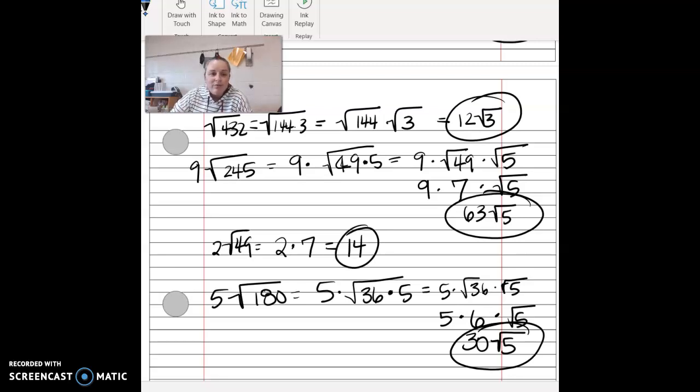All right, so this is simplifying square roots, and we did touch on these the other day, so this is a good review. You're going to get a worksheet that kind of runs through some examples of those, and I want simplified square roots, no decimals.